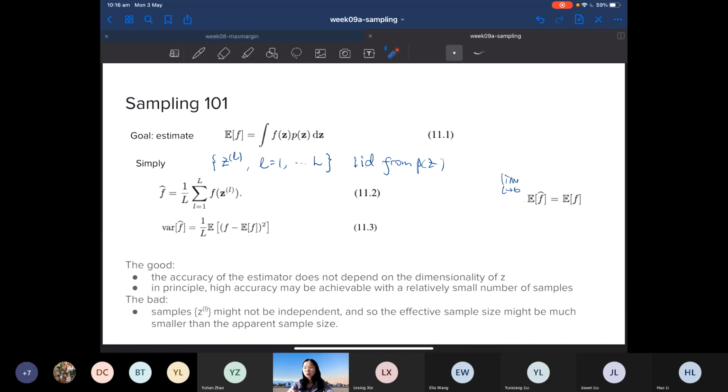So the good news of this simple approach is there are also nice properties, right? The accuracy of the estimator f hat does not depend on the dimensionality of z. This is a little bit counterintuitive because you are being warned about the curse of dimensionality all the time. Why is there no curse of dimensionality? That's because f of z is a scalar, right? And then P of z is the probability. It's also a scalar, and it's also non-negative.